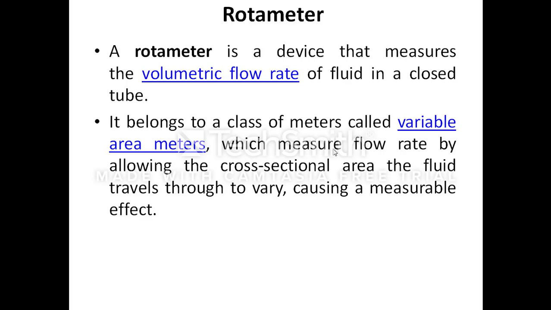With this real-time application, I am going to proceed further. First of all, the rotometer is a volumetric flow device, and it belongs to the class of meters called variable area meters, which measure the flow rate by allowing the cross-sectional area of the fluid's travel to vary, causing a measurable effect.